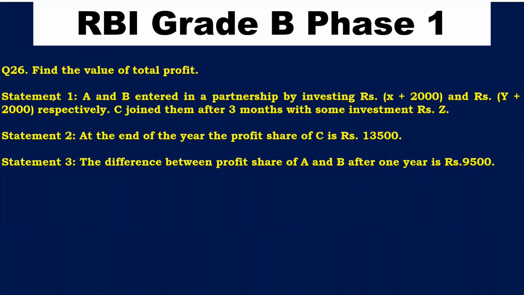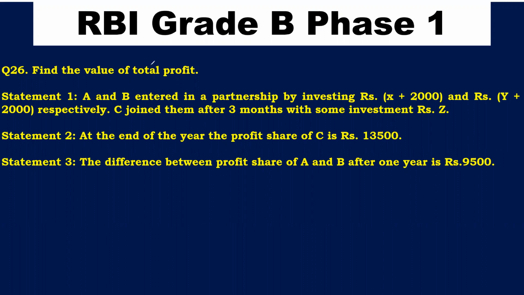Find the value of the total profit. Statement 1: A and B entered into the partnership by investing this and this respectively. C joined them 3 months later with the investment of Z. At the end of the year, the profit share of C is 13,500. The difference between the profit share of A and B after 1 year is 9,500.